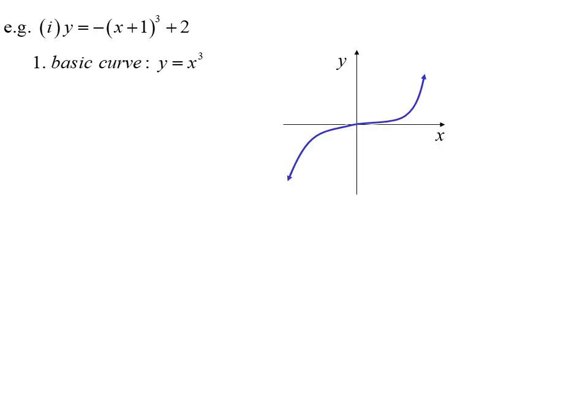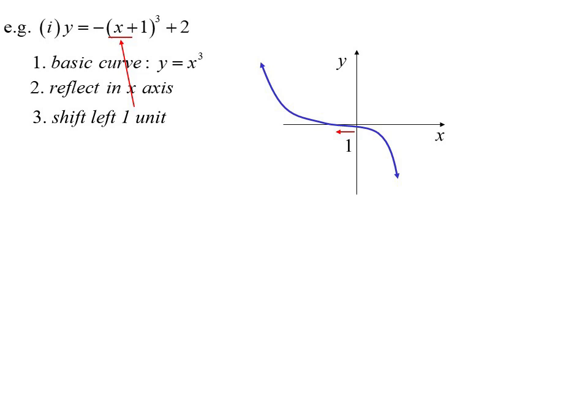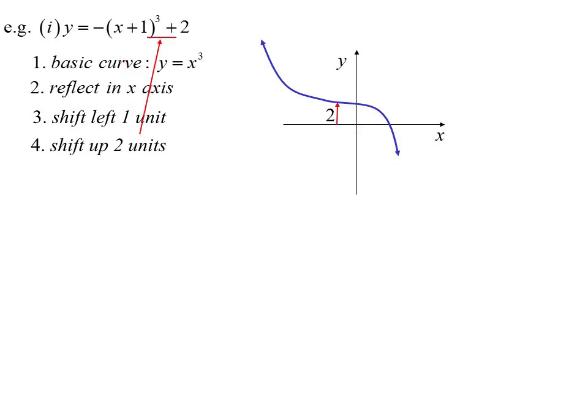Let's try this. y equals the negative of (x plus 1) cubed plus 2. There's my very dodgy cubic. y equals x cubed. We always do reflection before translation. So the reflection there is the negative. It's not grouped with the x, it's grouped with the y. So we will reflect in the x-axis. Now we will shift that curve left 1 unit, and finally we'll move it up 2 units.